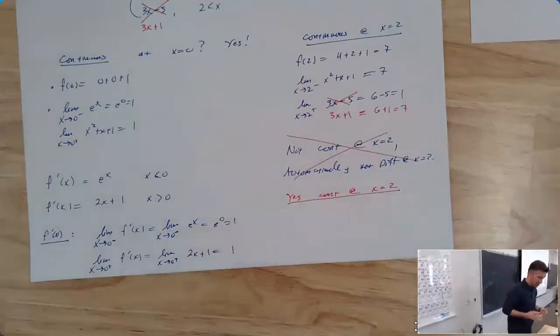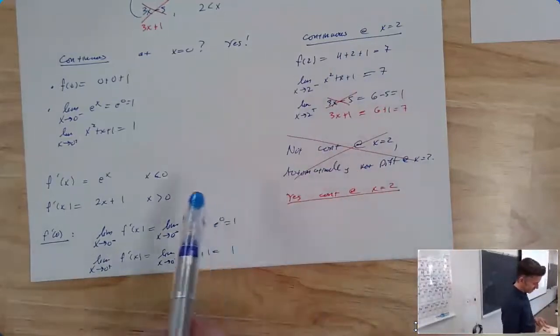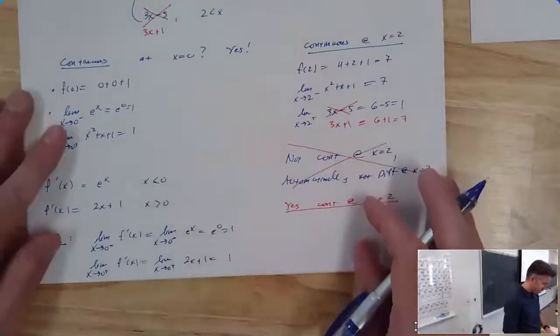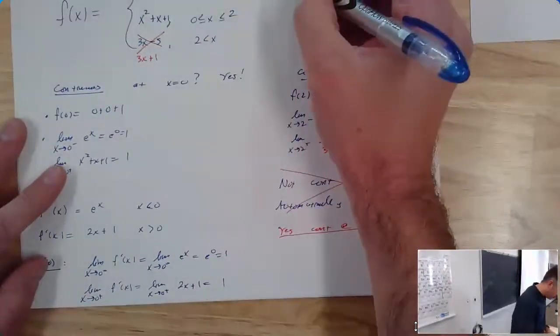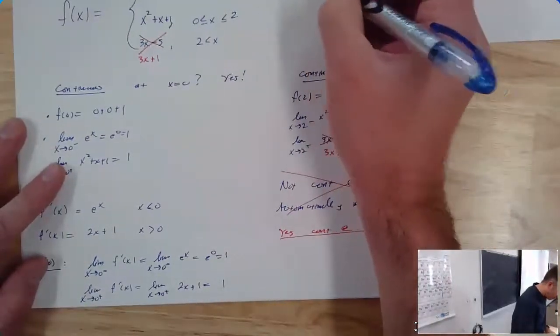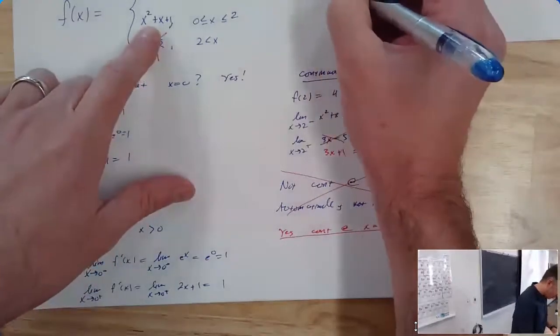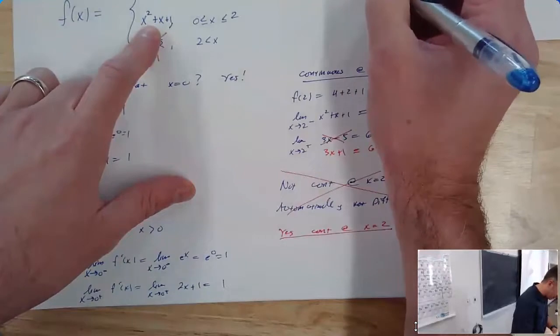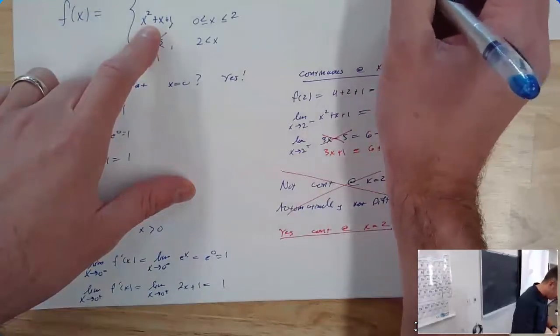On the other hand, this function is not going to be differentiable at 2. So if you take the derivative, f prime of x is equal to 2x plus 1 when x is less than 2. Oh, sorry, thank you.